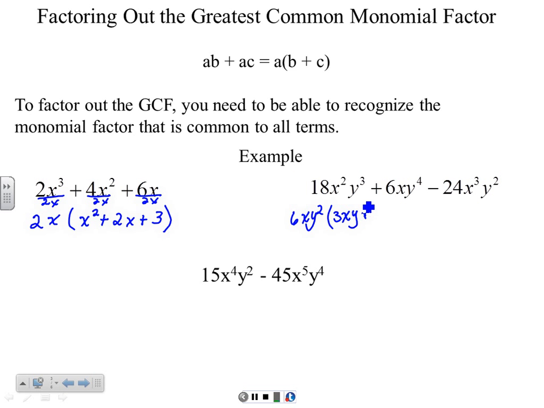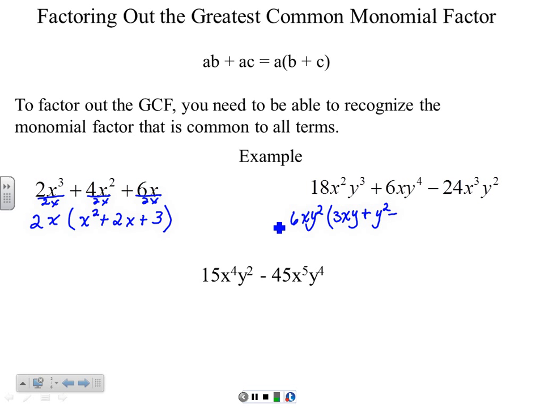For this middle term, if I divide 6xy to the fourth by 6xy squared, 6 divided by 6 is going to be 1, x divided by x is going to be 1, and then y to the fourth divided by y to the second is just going to be y squared. And I just don't write the ones, we just don't write those in algebra.